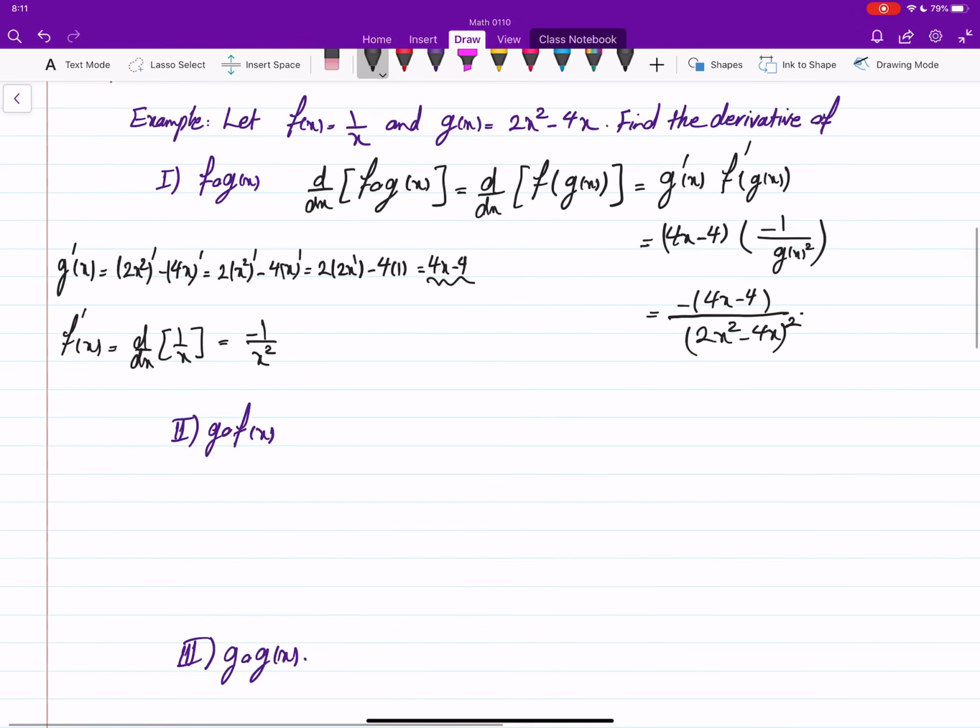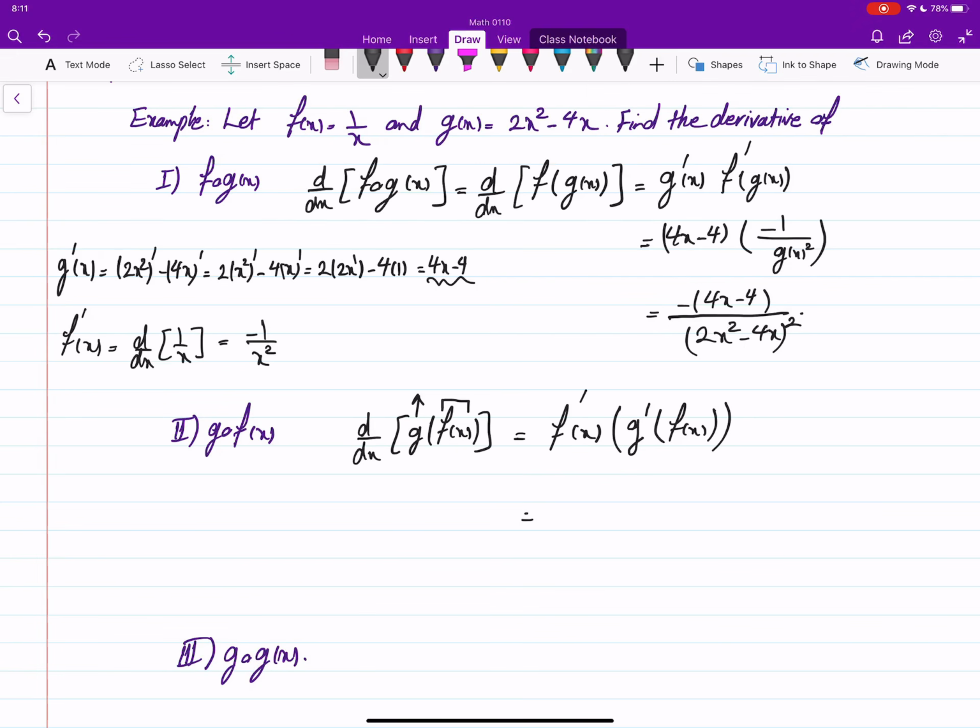How about this one? Well, this one we are trying to find the derivative of g∘f. So I write it this way, and right away you see why I was telling you to use the inner-outer thing. Here the inner one is f, the outer one is g. So we have to find the derivative of the inner one times the derivative of the outer one evaluated at the inner one. Well, we have all the components up there.